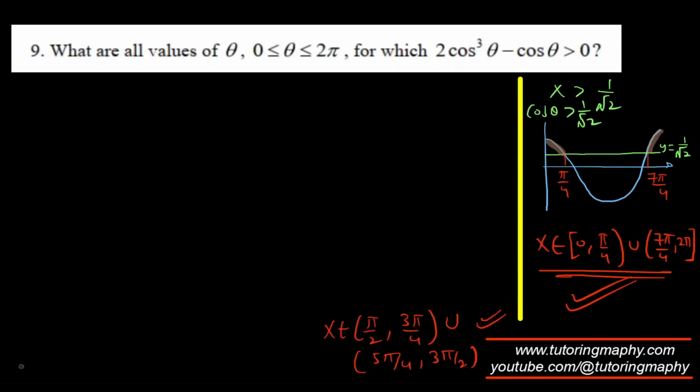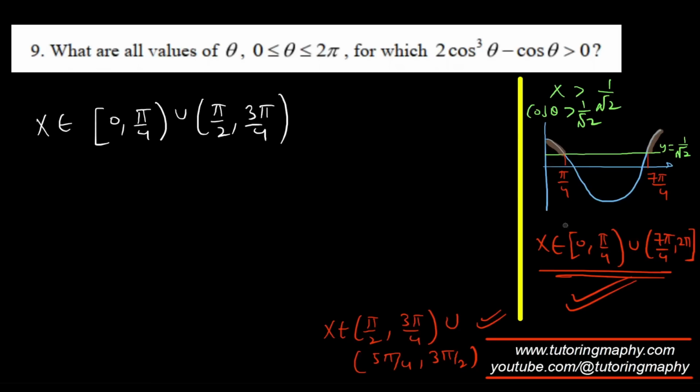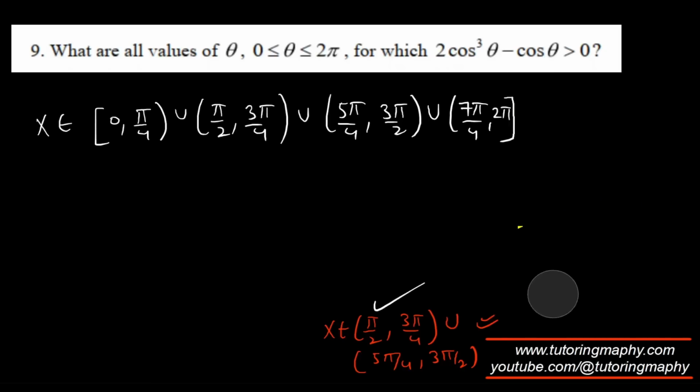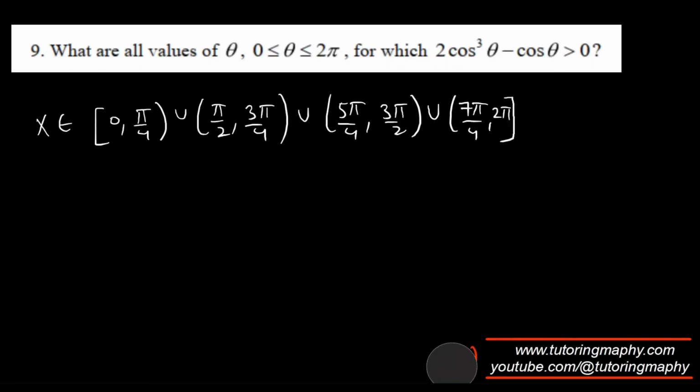Okay, so write the final answer over here, which is x is an element of 0 to pi over 4 union pi over 2 to 3 pi over 4. So I have included this one and this one. Then union 5 pi over 4 to 3 pi over 2. Union 7 pi over 4 to 2 pi, closed bracket. All right, so this is our final answer, clubbing all the solutions for this question. It was slightly interesting, maybe a little lengthy as well, but I hope you learned how to do this one.